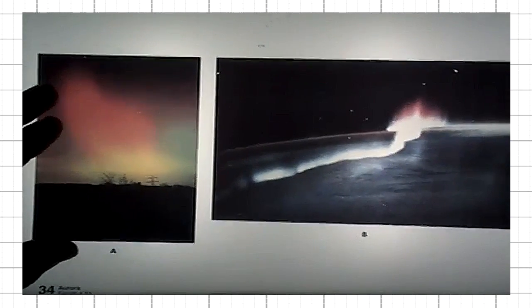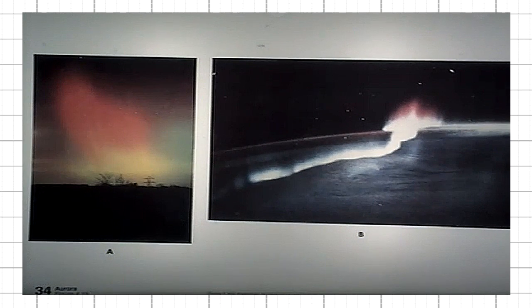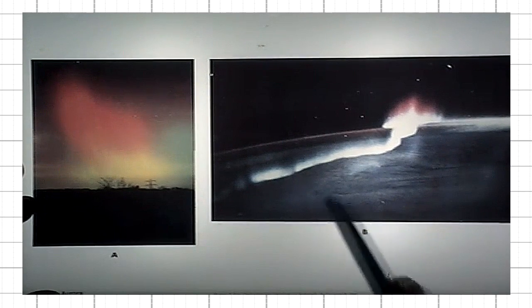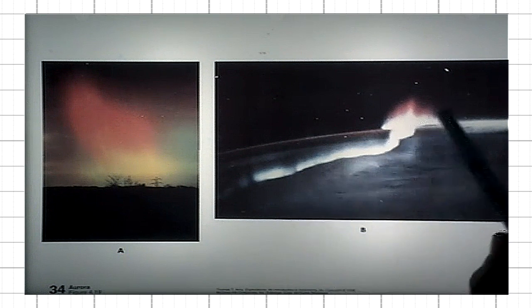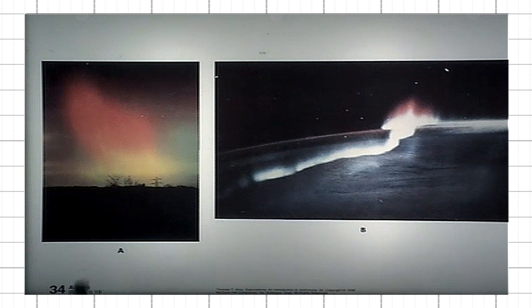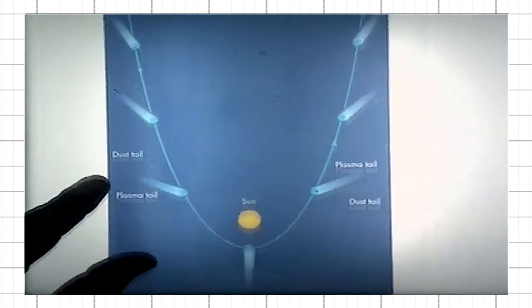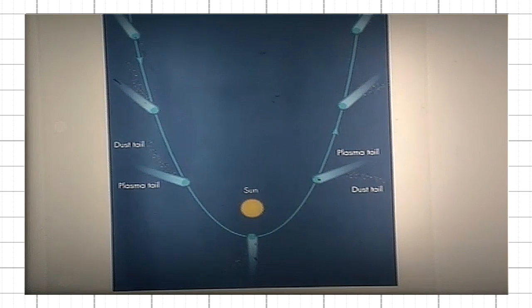And here I have 2 photos, one of an Aurora that was photographed here from Earth, and the one from space, from the space shuttle. You can see this curtain of light, right? So these things are caused by the solar wind, and I'll explain how. In addition, the solar wind is responsible for the fact that a comet's tail always points away from the sun.